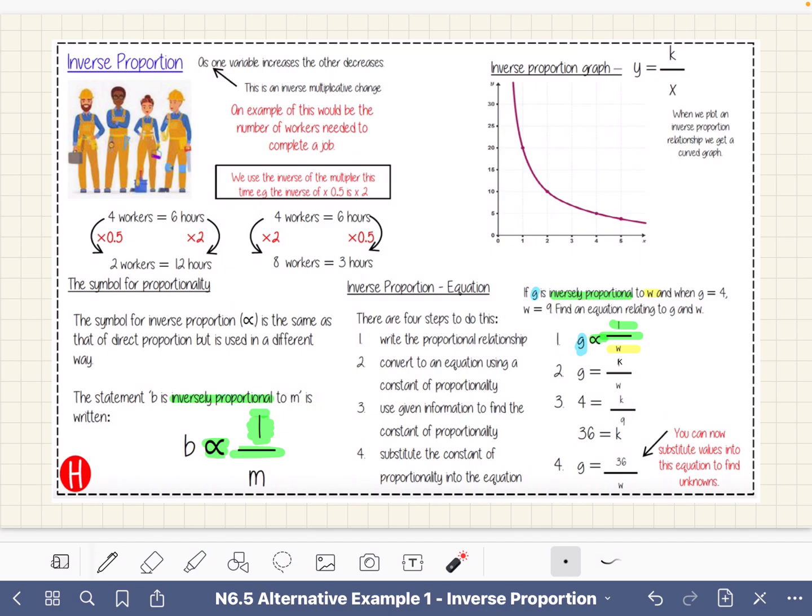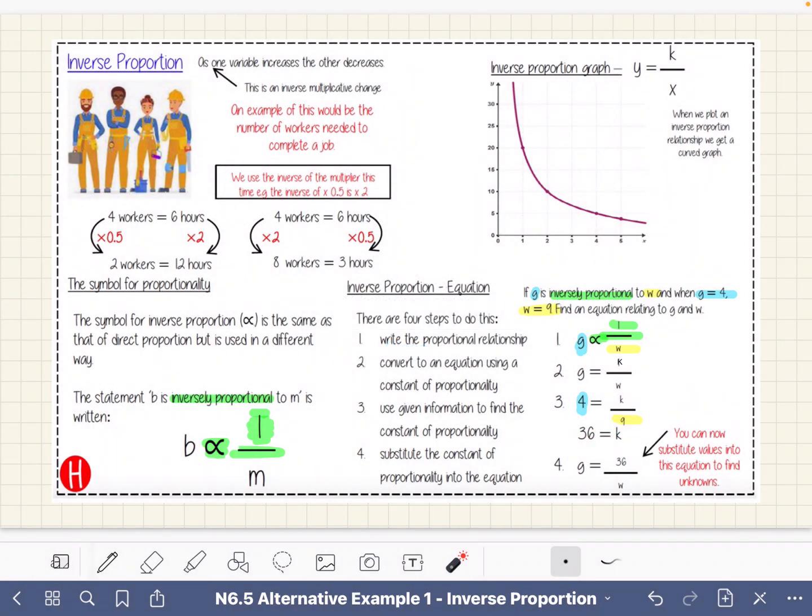We then look to go to step 3, where we use the given information to find the constant of proportionality. Now, in the question it tells me that G is 4, so 4 is replaced there. It says W is 9, so W is replaced with 9 there. We should know that this means divided by 9, and if we had a one-step equation that looks like this, we would multiply both sides by 9 to give me 4 times 9 is 36, which is equal to this constant. Remember, this constant remains throughout.